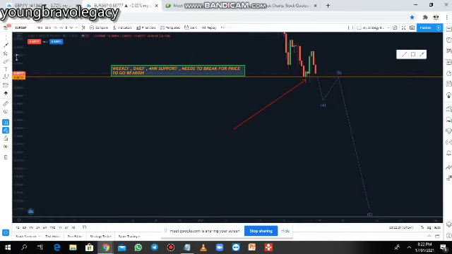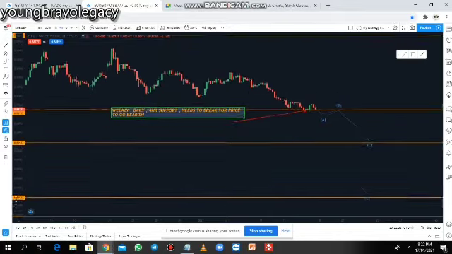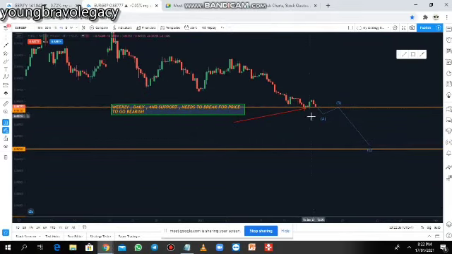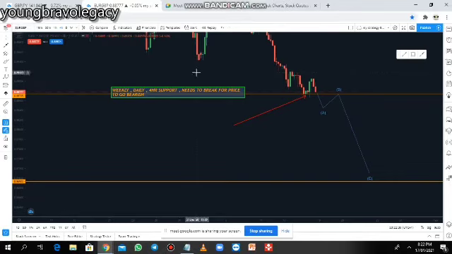My main bias on this currency pair is that price will continue breaking out. Price will break out from this support, create a retest before coming down. That's my breakout on Euro GBP.